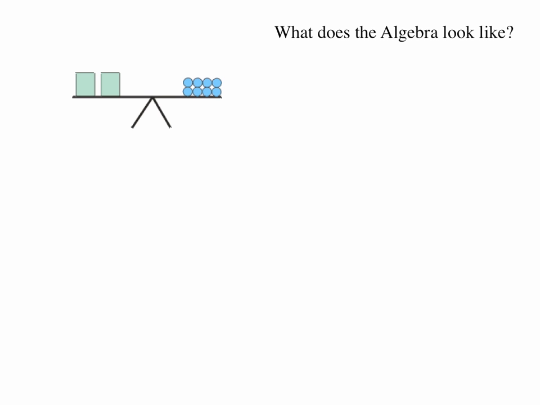So here's an example. We have 2 boxes on the left and 8 marbles on the right. In this case, the equation that goes with this is 2x equals 8. Another thing we can do with balance scales is we can just take half of everything on the left and half of everything on the right. That's the same thing as dividing everything on the left by 2 and everything on the right by 2. What that looks like in algebra is 2x over 2 equals 8 over 2.